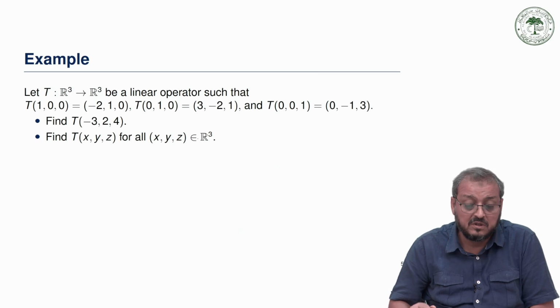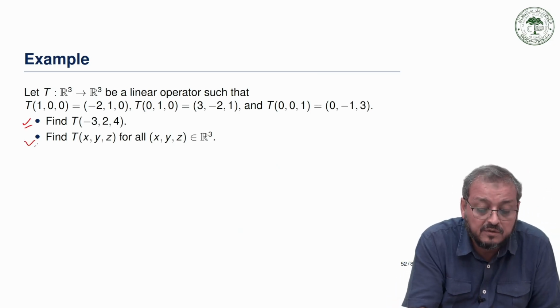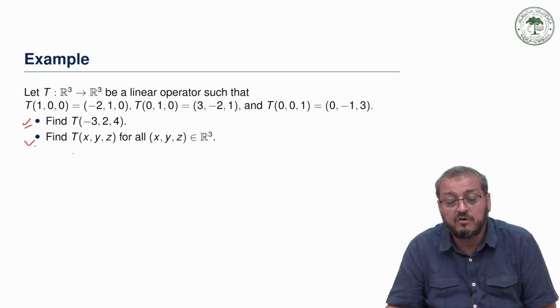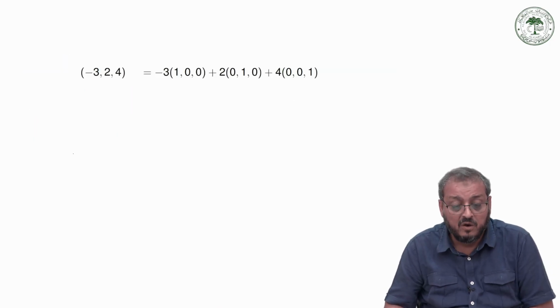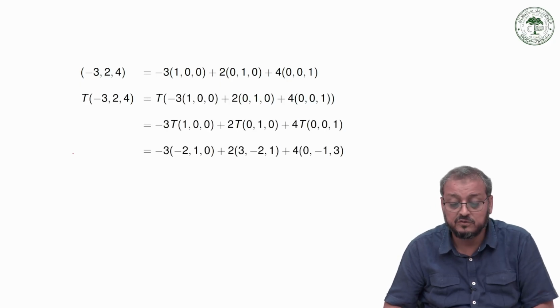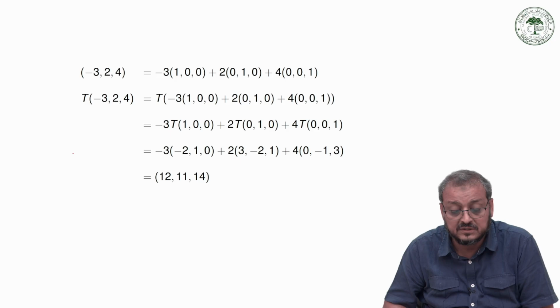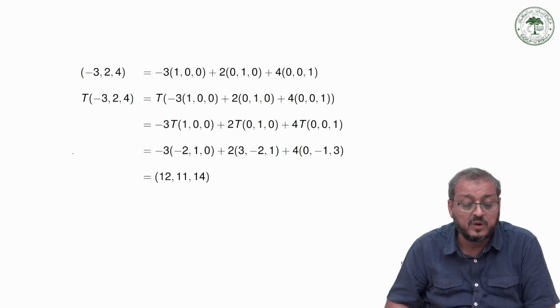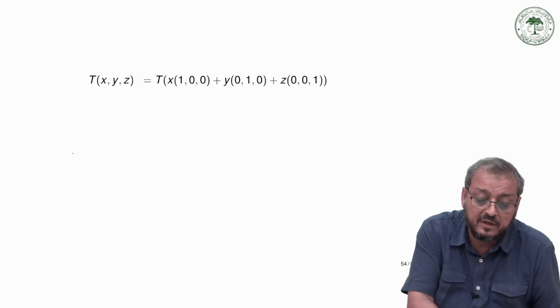Another question says to find T of (x, y, z) for all (x, y, z) belonging to R3. The first one I already solved in this form; the sign is plus 6, so it is 12, -11 and 14. Now we have to do it in general.